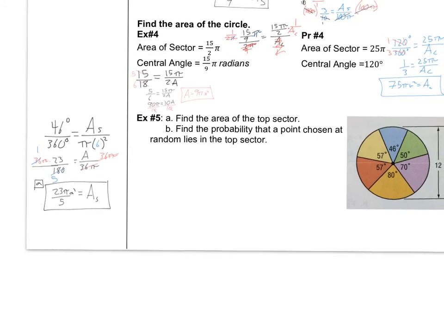We found that. The next thing is find the probability that a point chosen at random lies in the top sector. Okay, so here's the deal with probability. All it is is the area or the percentage of a space over the whole thing, which if it was percentage would just be 1, or over the whole area. So there's actually a few different ways we can do this. We could do the area of the sector over the area of the whole circle, but we already know what that proportion is equal to.